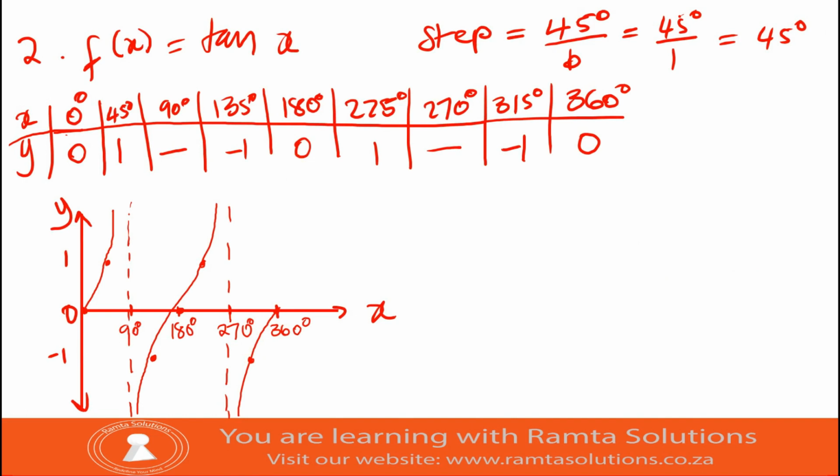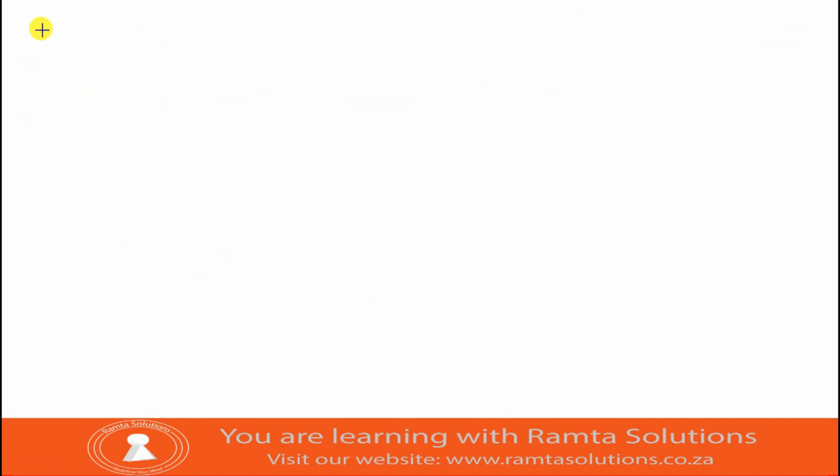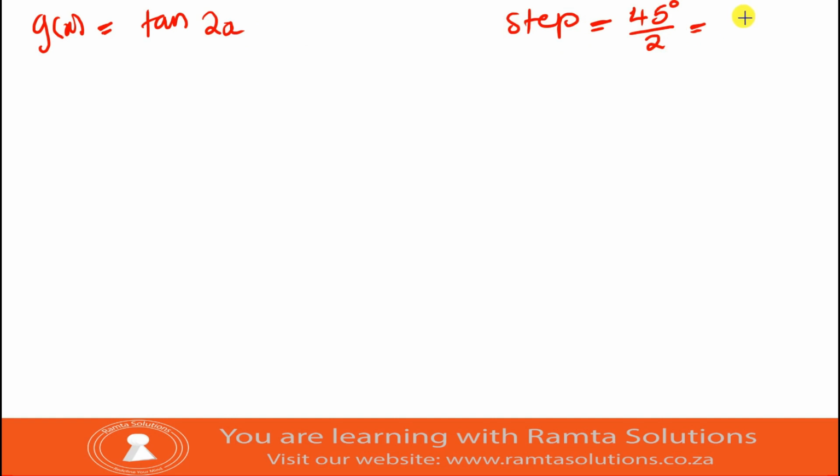So g of x, we said g of x is tan 2x. This means the step is 45 degrees over 2, right? Which is 22.5 degrees, right? Okay, perfect.